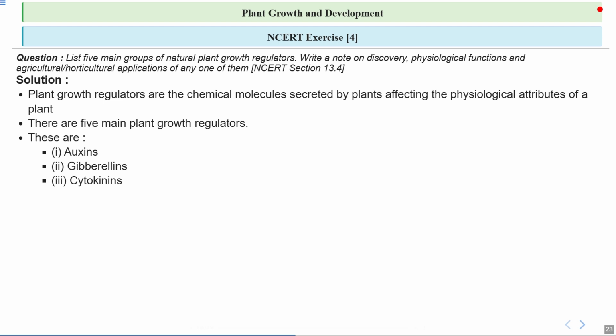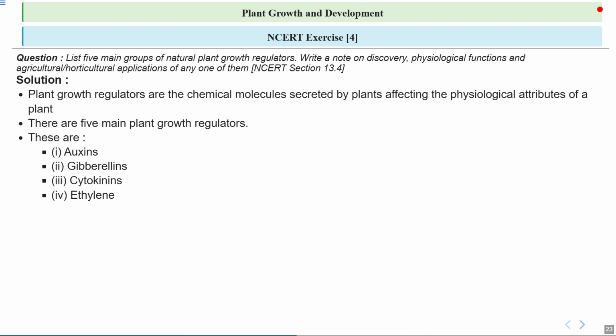The third group is cytokinin. These promote cell division and are important for shoot formation and delaying leaf aging. So cytokinins are like the youth serum for plants, keeping tissues young and active. So to keep them in your mind, they keep the tissues or cells young.